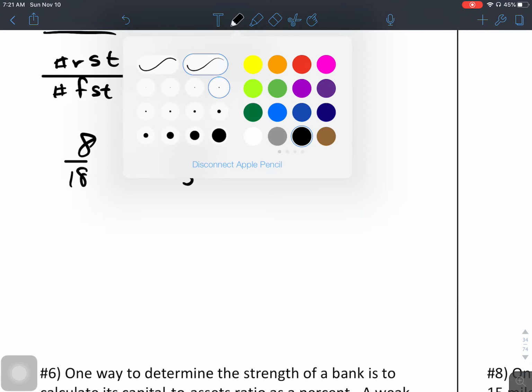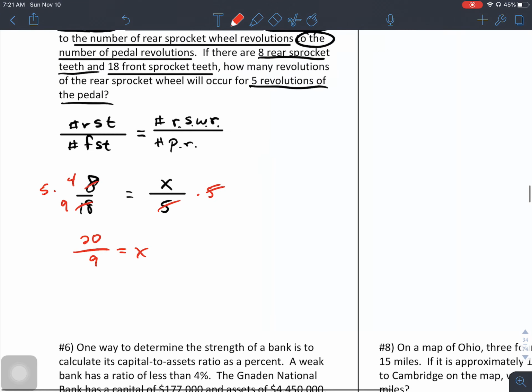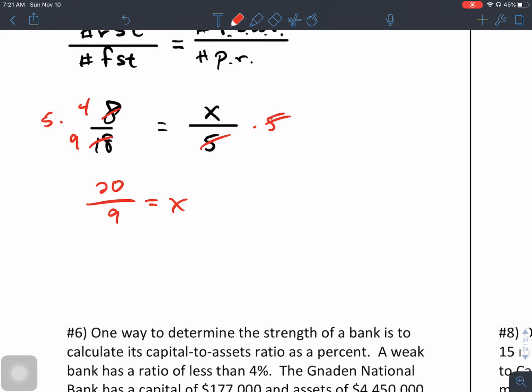Here on the left, we can reduce the fraction. We can divide top and bottom by 2 and get 4/9. Trying to get x by itself, we could multiply both sides by 5. On the left, we got 5 times 4, which is 20, over 9. On the right, the 5's cancel, and we have x. The question doesn't ask for x. The question says how many revolutions of the rear sprocket wheel?